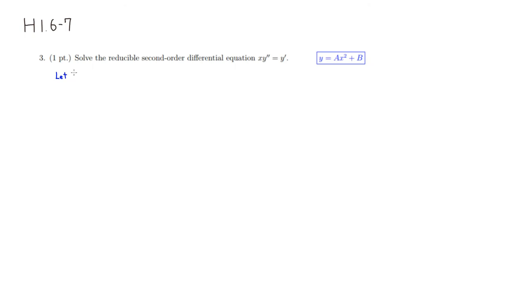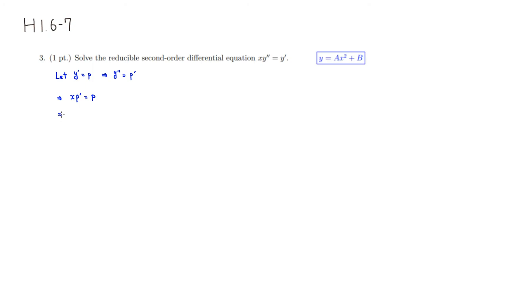All right, so we're going to let y prime equal p, which means y double prime would simply be p prime, right? So the differential equation now becomes x p prime equals p. Then you can do this as a separable equation, or you can do it as a first order linear equation. I'm going to do it as a first order linear equation.